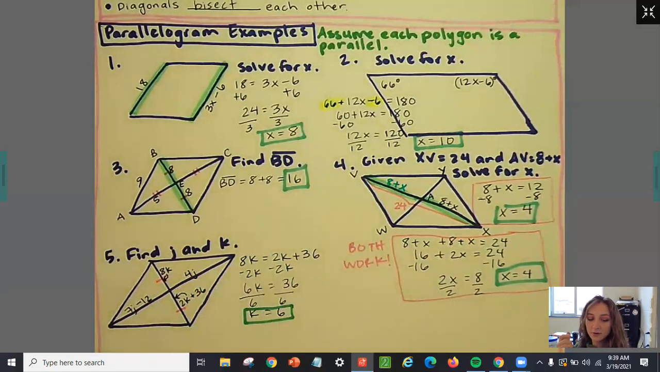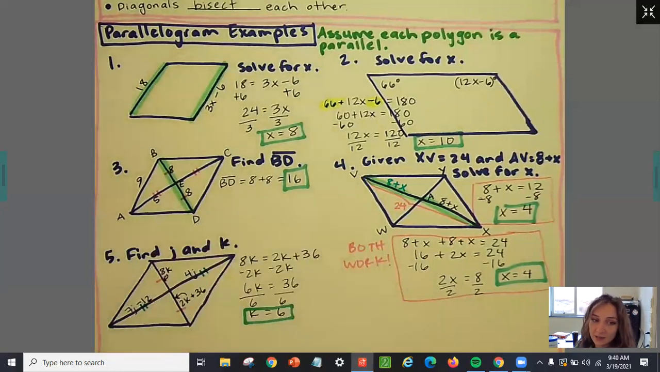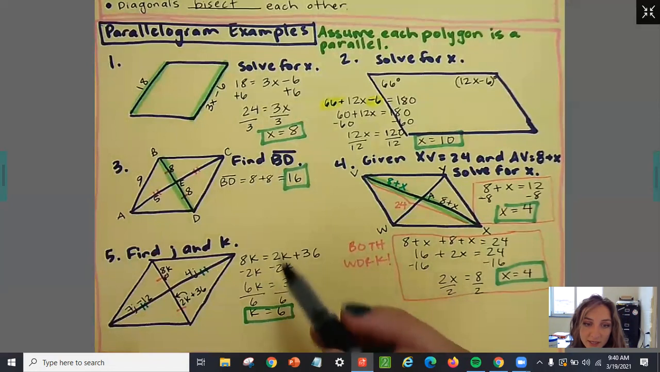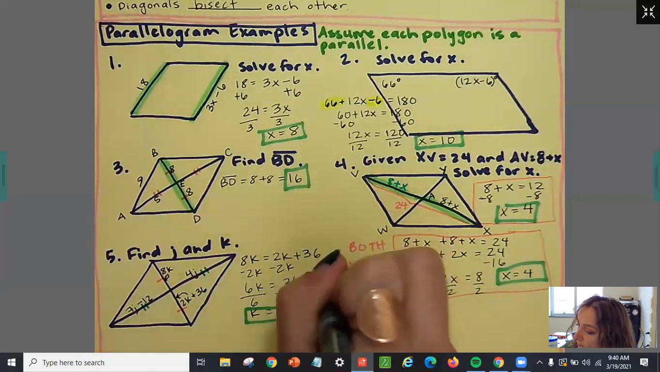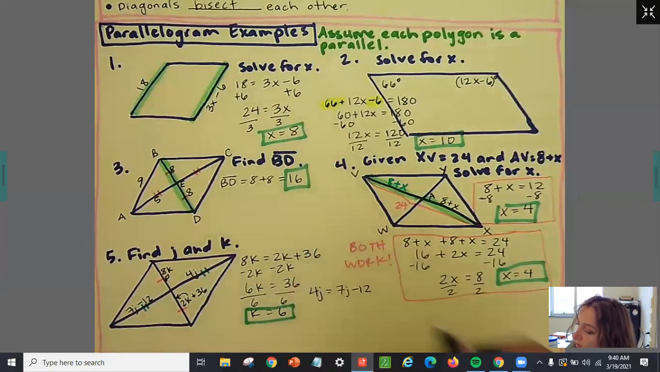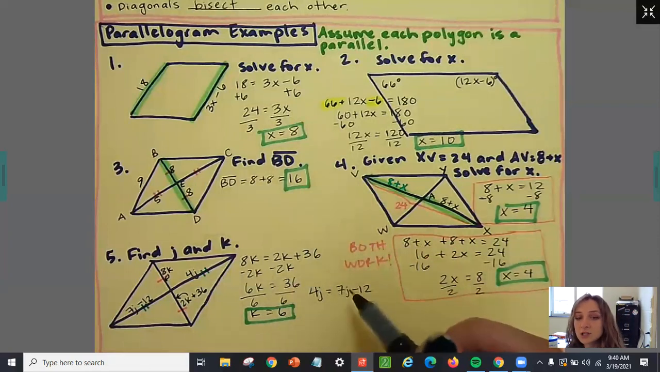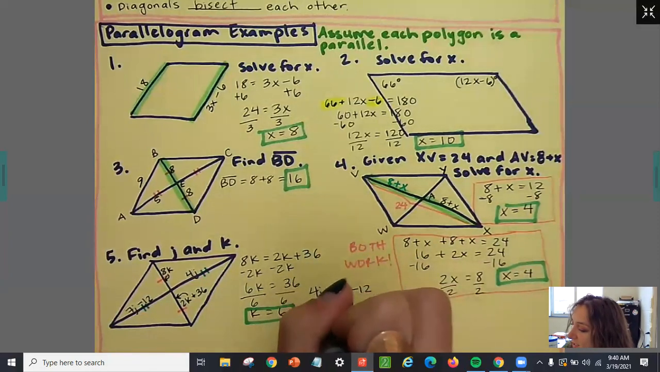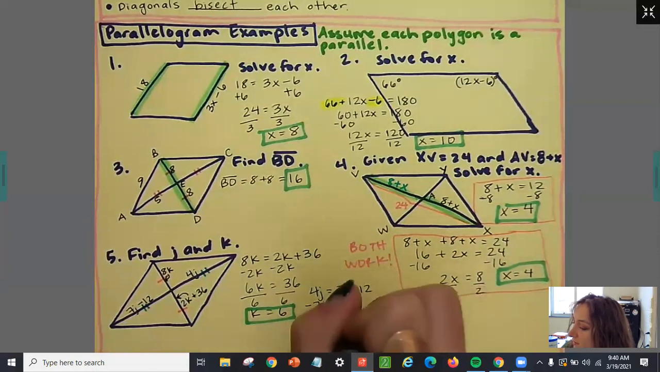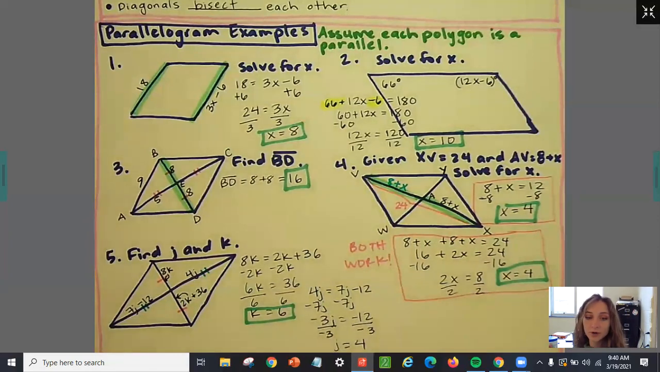Okay, so let's solve for J now. And we still know that the diagonals are going to bisect each other, so this is congruent to this, which means that we can set them equal to each other. So we're going to have our second equation, which is 4J equals 7J minus 12. I'm going to put the 7 on this side just to make my life a little bit easier. So let's combine our J terms, subtracting 7J from both sides. So we're going to get negative 3J equals negative 12. Then dividing by negative 3 on both sides, we're going to get that J equals 4.